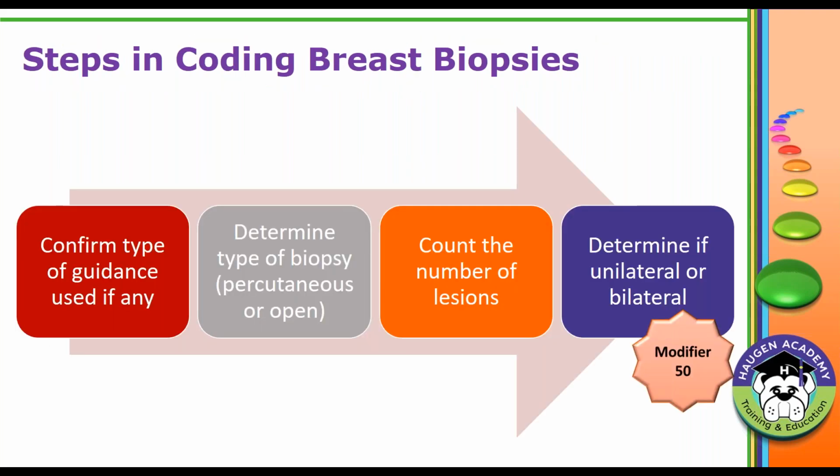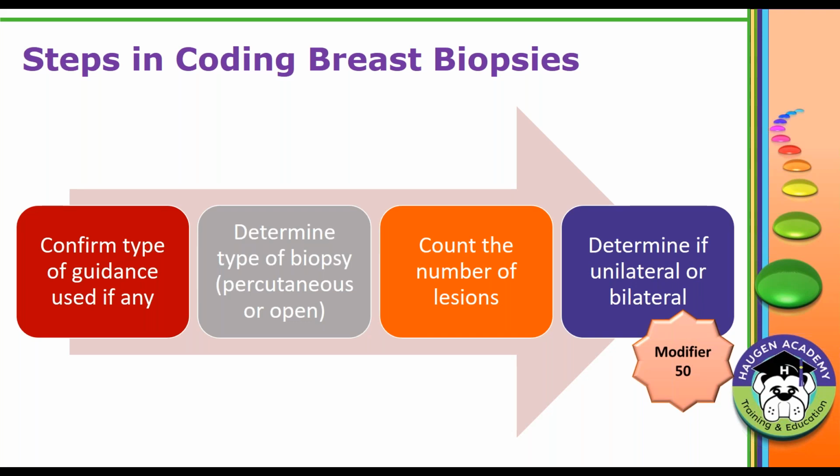So here's the steps for coding breast biopsies. First, we're going to confirm the type of guidance used, if any. You'll determine the type of biopsy. Is it percutaneous or is it open? You'll count the number of lesions that were biopsied, and then you'll need to determine if it's unilateral or a bilateral procedure, whether modifier 50 applies.